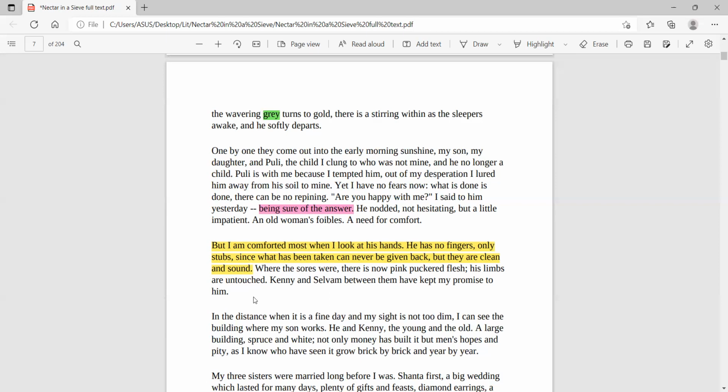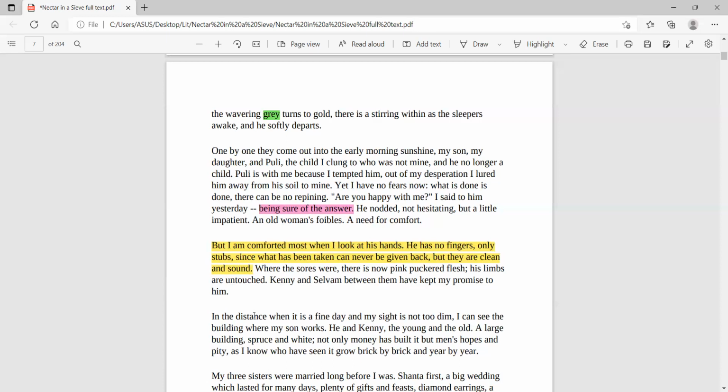Puckered is wrinkled or gathered together. What does that mean? The physical condition has improved a lot after coming to this particular place. His limbs are untouched. It suggests that he was probably tortured or violently handled in his past. We don't know his past yet, but we just have a small hint.